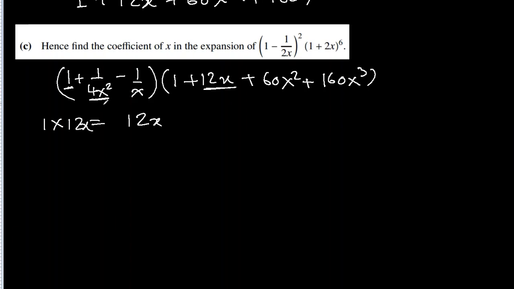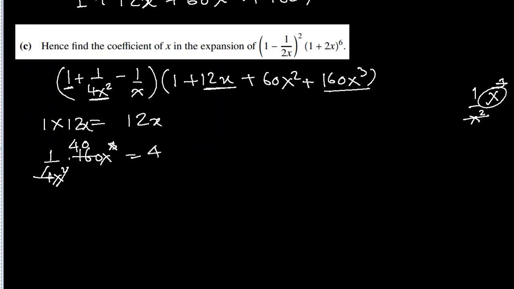Second is this term, 1 over 4x². I need an x³ on top. If something over x² is there and I have an x³ on top, I will get an x. So x³ is this one. I'll multiply 1 over 4x² with 160x³, and I will get x. Cancelling the x's, I'm left with 160x divided by 4. We can cancel 4 and 160 also, so now we have 40x.